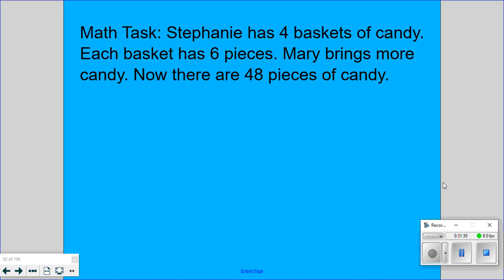Well, Stephanie has these 4 baskets, and she puts 6 pieces in each. Mm-hmm. But you have to count how many there are in multiplication. So then you can start from there and go to 48. Okay, so Evelyn's saying I need to start with 4 groups of 6. Give me a signal if you figured that out. That's going to give us Stephanie's candy. Is that going to tell us anything about Mary?